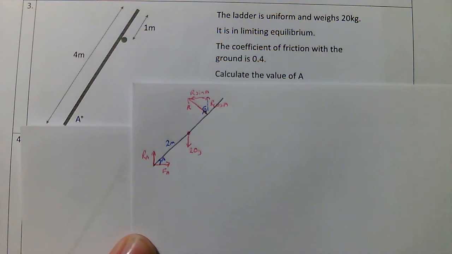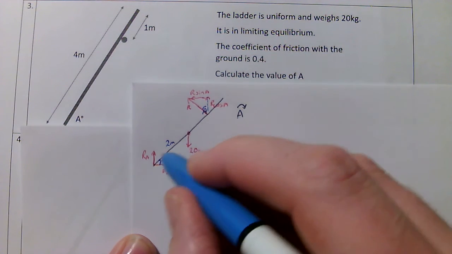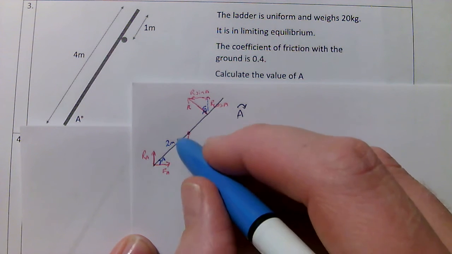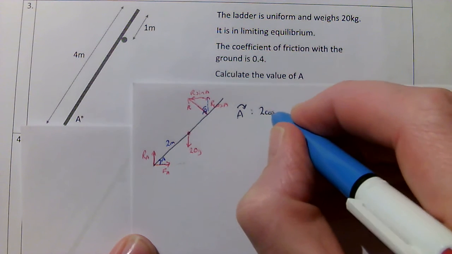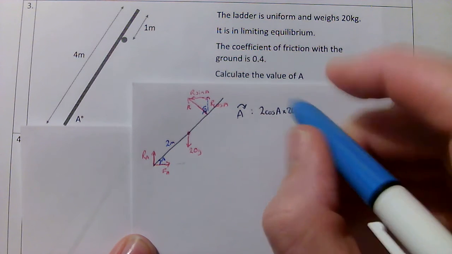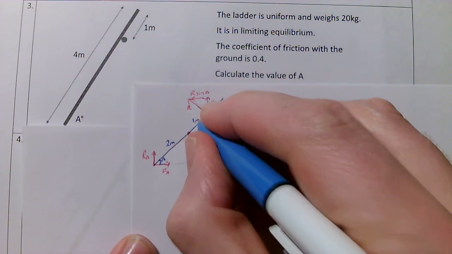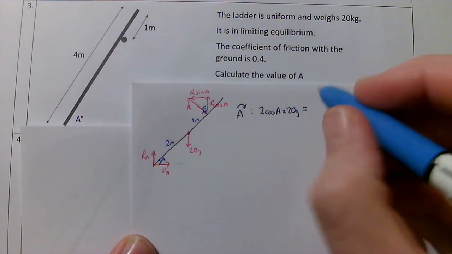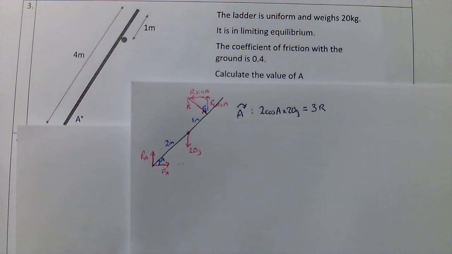So we're going to start with our moments about A. So let's do moments clockwise about A. So my distance here is going to be cos A times 2. So it's going to be 2 cos A times by 20g. That's my clockwise moment, is equal to, let me just write on my additional meter, sorry I forgot to put that on, there's another meter here, it's going to be 3 meters times R. Okay, we're not going to do anything more with that at the moment, we'll come back and have a look at how to use it in a second.